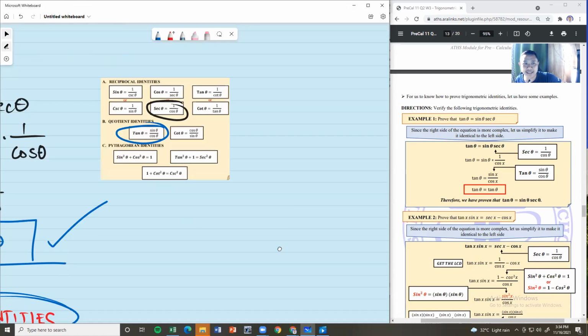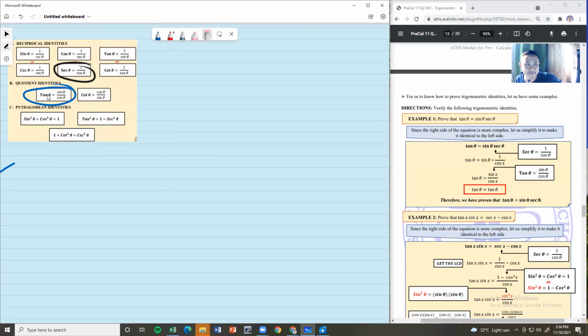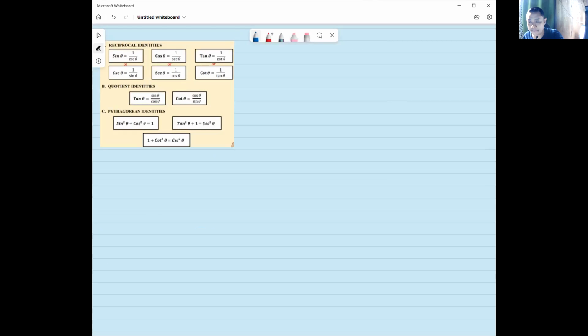Ready? Let's have another proving identities. Game. Proving identities pa. One more. This will just be the same. So that's one. Meron ka ng pattern. The other one naman, you can work on both sides of the equation. Let's have this one. Pwede namang pareho silang gagalaw para maging pareho sila. Let's try this. Ito. Madali lang to.